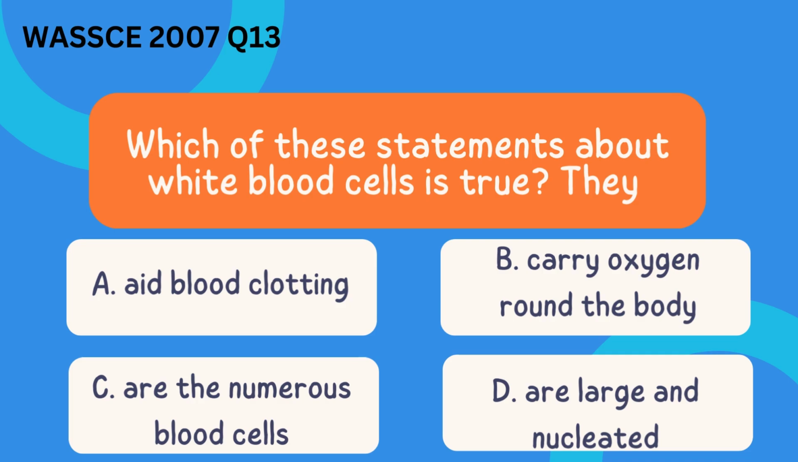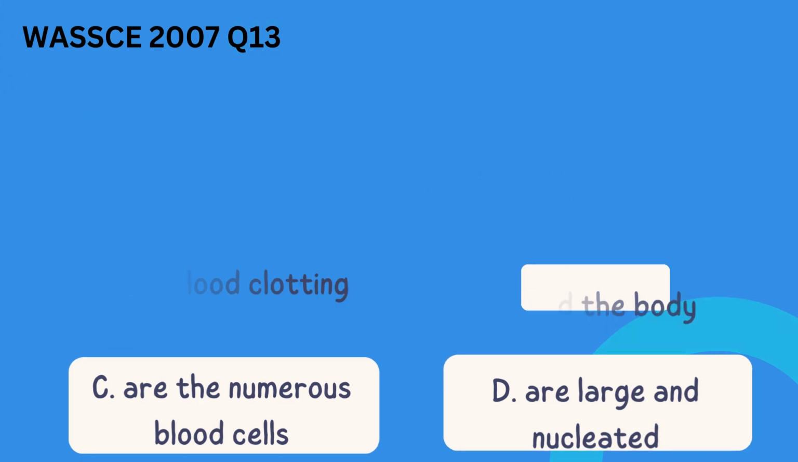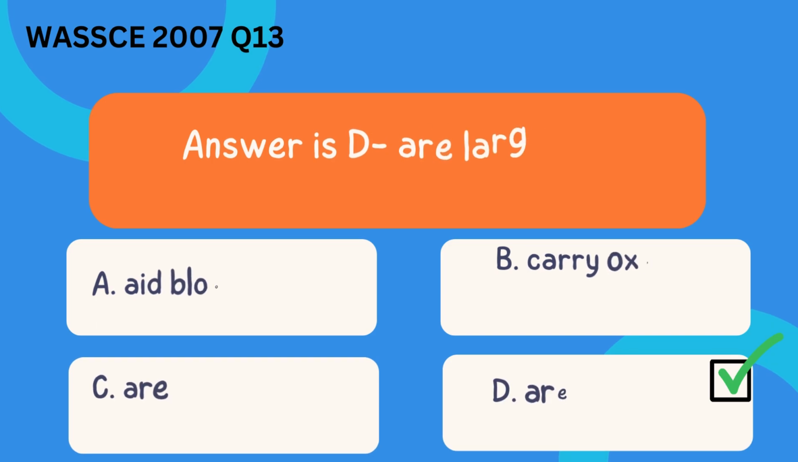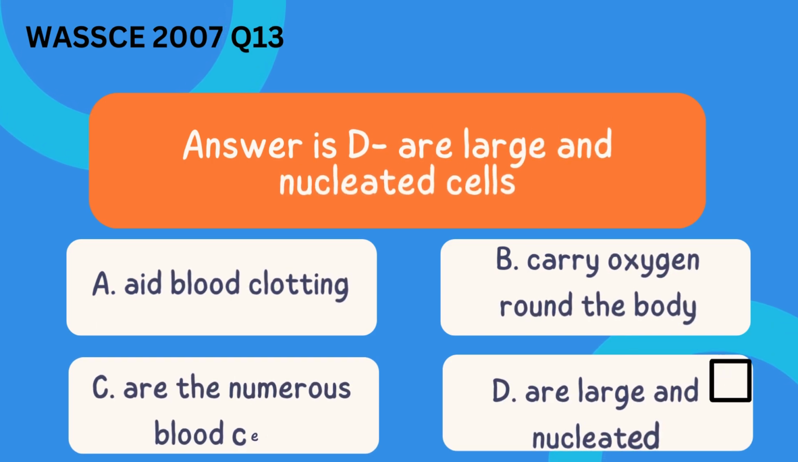The correct option is option D. They are large nucleated cells. White blood cells are large and they have a nucleus. So D is the answer. It is the platelets that aid in blood clotting, and it is the red blood cell that carries oxygen around the body. Also, it is the red blood cells that are the most numerous in the blood.